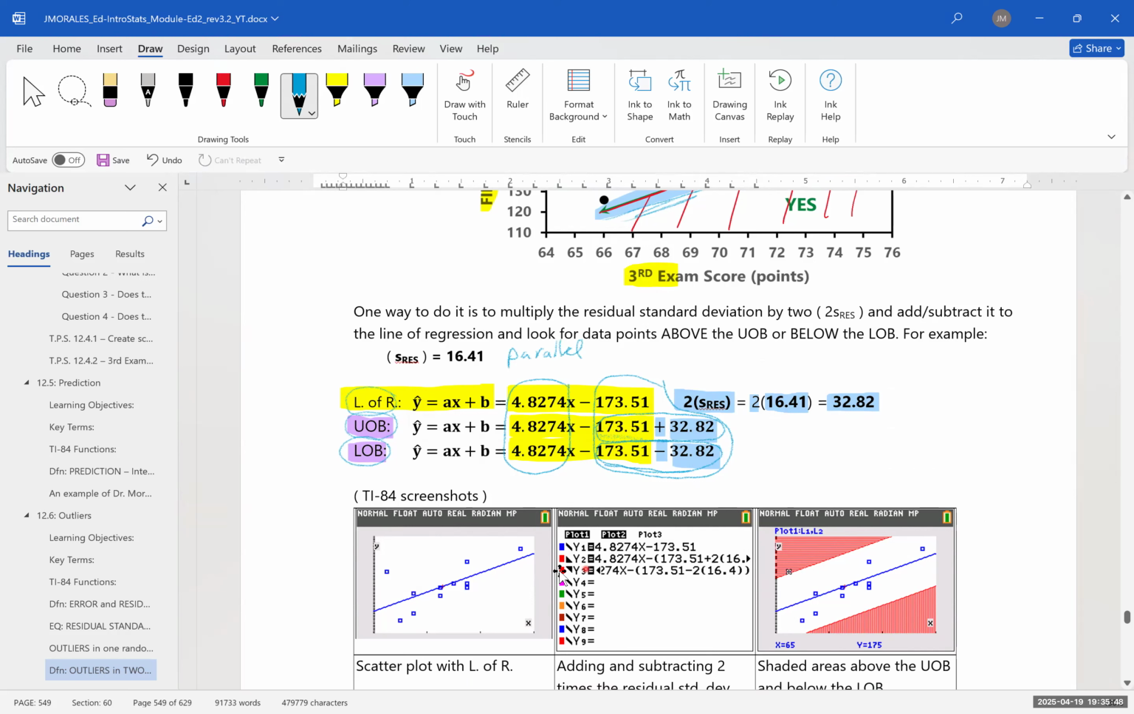And then this equation for y3, this is our lower outlier boundary. And in the lower outlier boundary, you can see here we have the slope x minus, and here's our y-intercept, which is 173.51 minus 2 times 16.4. So 173.51 minus 2 times 16.4. And that gives us the lower outlier boundary. And I made the calculator so it would shade the region down below.